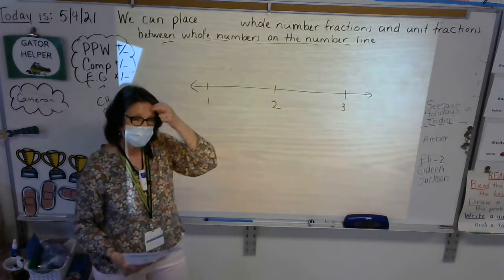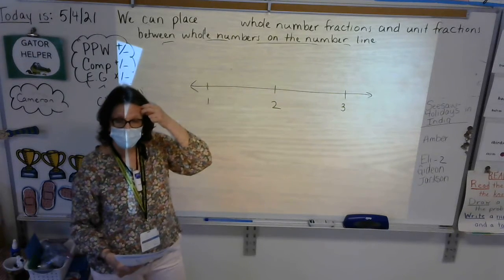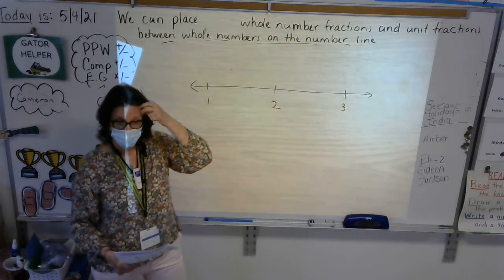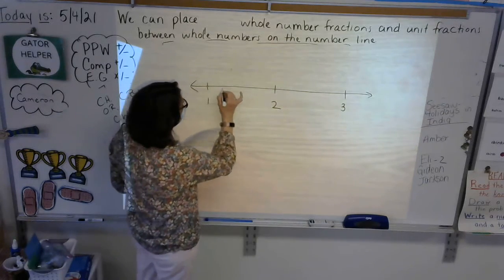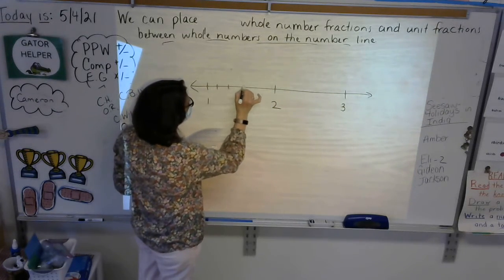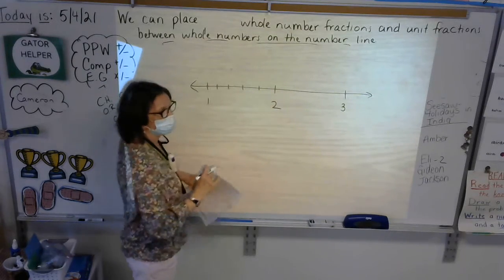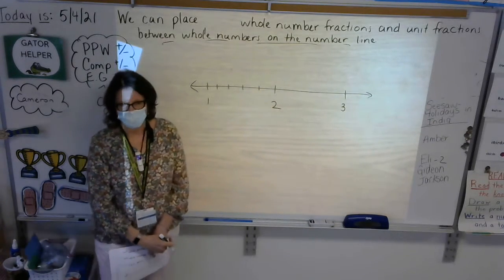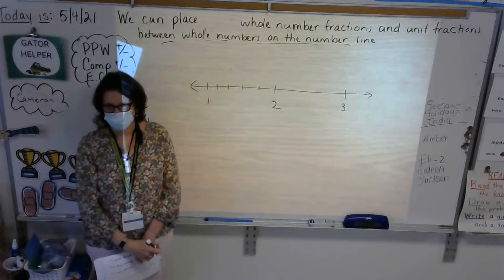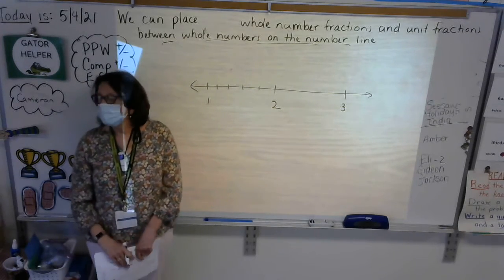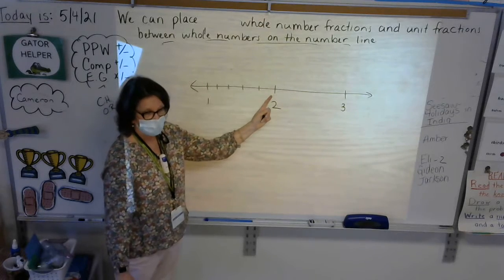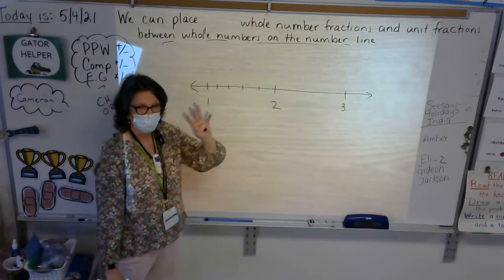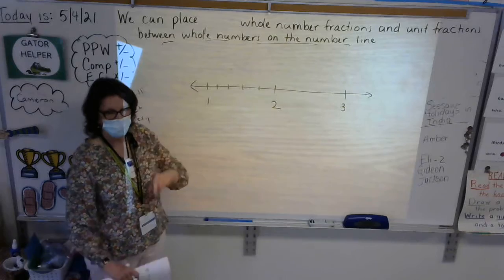Now, the next thing you need to know in order to do fractions is what is my unit? Okay, here's my unit. That's one whole. What is my unit, Raghav? It's fifths because I have 1, 2, 3, 4, 5 equal parts. I drew four lines, so 5 parts, that means my unit is fifths.